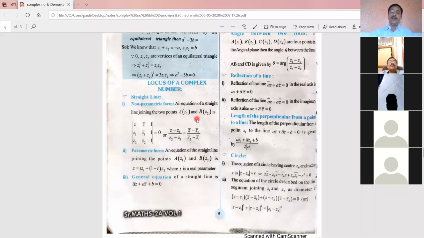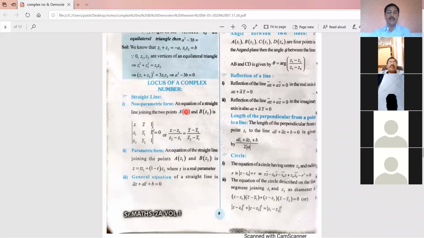The locus conditions in coordinate geometry can be applied according to the given locus condition by considering z is equal to x plus iy. According to the given locus condition, if we simplify, we get the locus equation of the given complex number. Here there are some locus conditions given depending on the different conditions, in non-parametric form.